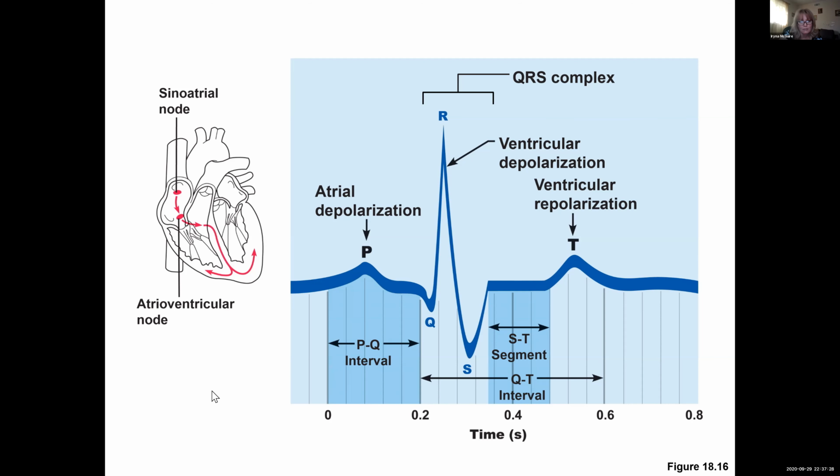Okay, anyway, so those were our waves, right? And then we have intervals and we have segments. So the difference between an interval and a segment: a segment is just a flat part of the graph. An interval includes both a flat part and a wave. So if it includes a flat part, like over here, for example, a wave, a flat part, and a wave again, this is the QT interval. This is the PQ interval because it includes a wave and the segment. And a segment only has this flat part on the graph.